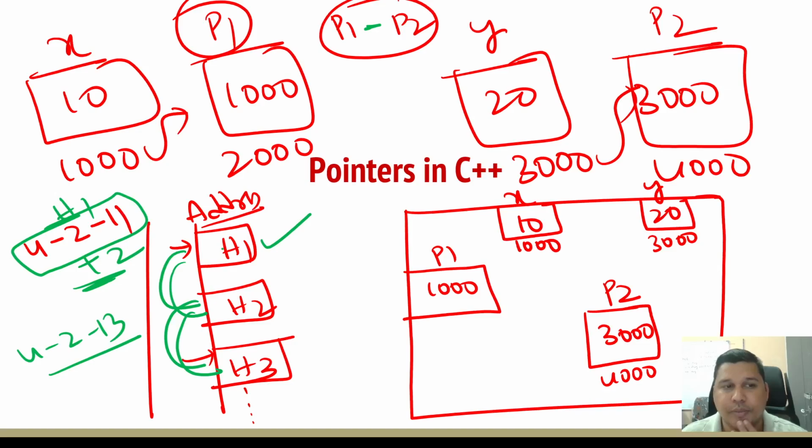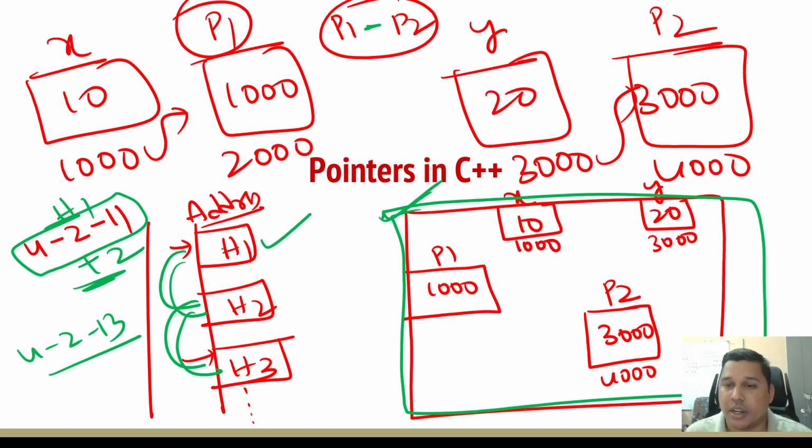Is my question. Any rough guess? Can we perform subtraction? Okay, let's try to understand this. Same diagram, this block you focus on. This is our RAM, same memory allocation. Address 1000 is here, address 3000 is here. You can perform subtraction between 2 different pointers.